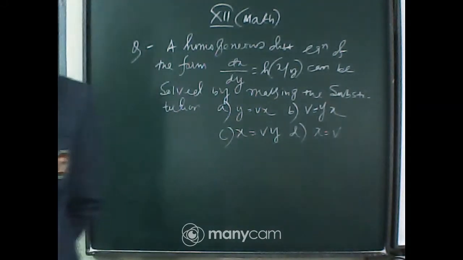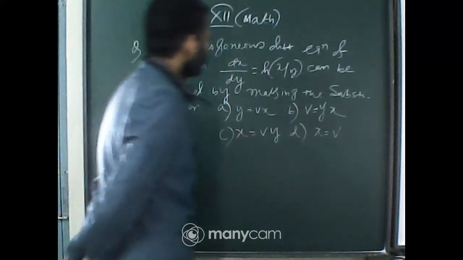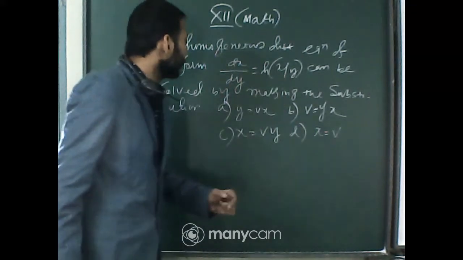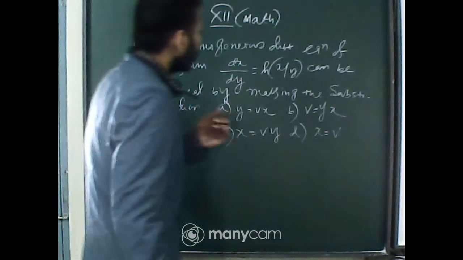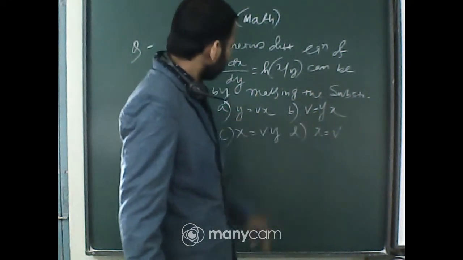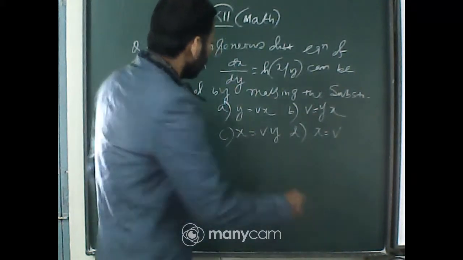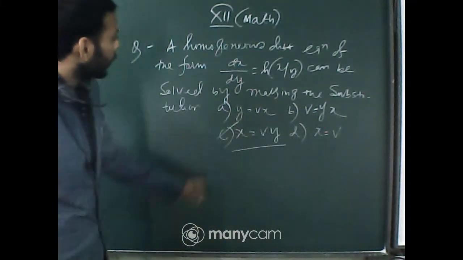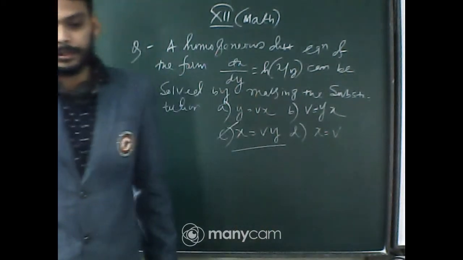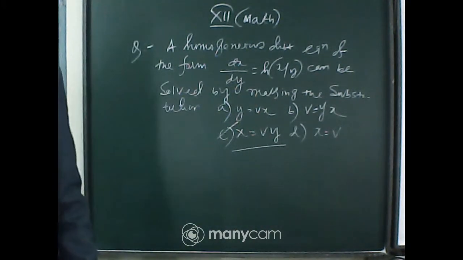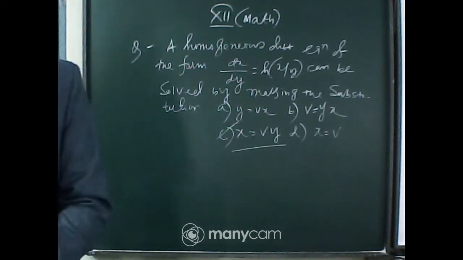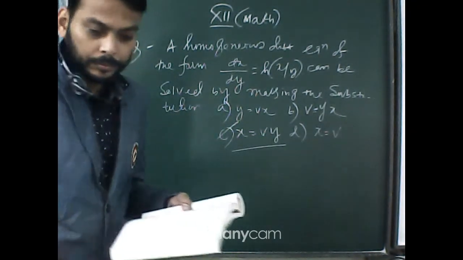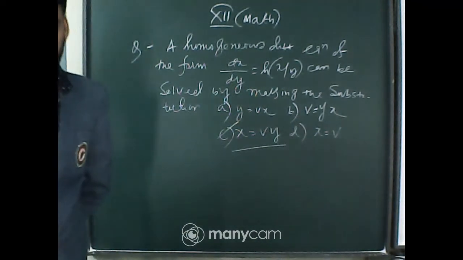Because x by y equals v. Yes, because x by y equals v. This will be simplified by putting v equals x by y, or by putting x equals vy, that is option C, the correct answer. That means x by y equals v, so it should be a function of v. Then it will be simplified. Isn't it?